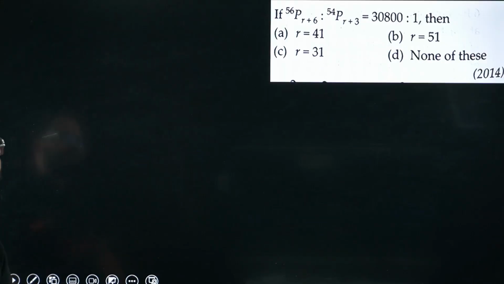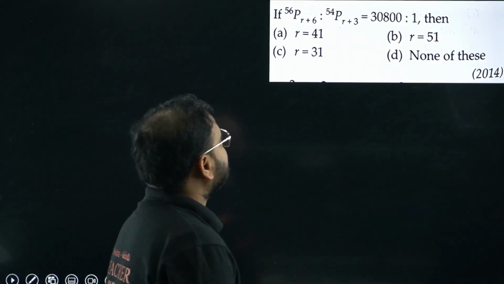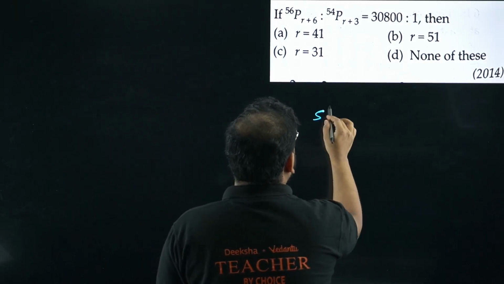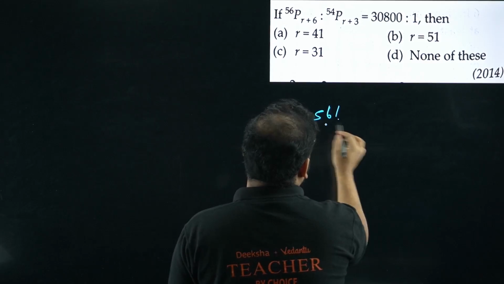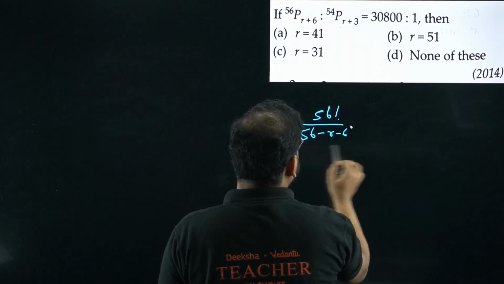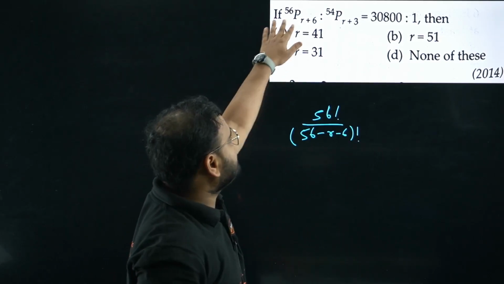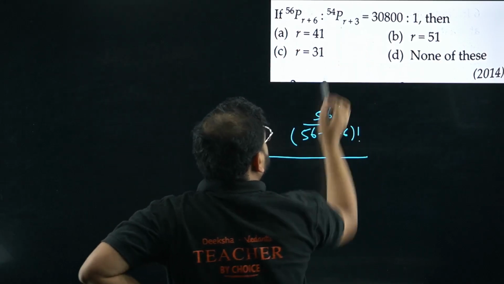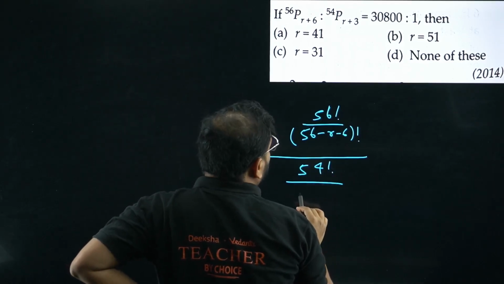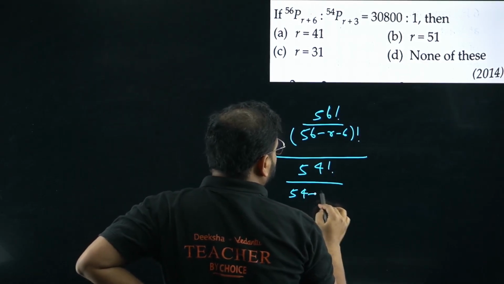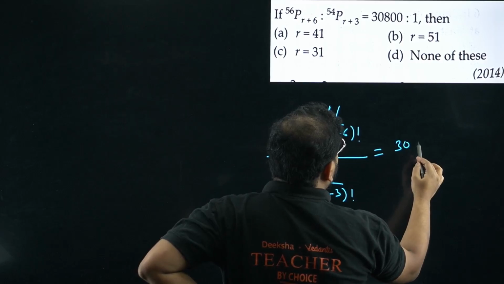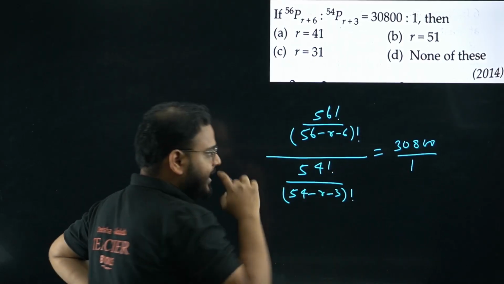Okay, moving on now. 56 P r to 54 P (r minus 3) is in the ratio 30800 to 1. It's a simple question; we just have to apply the formula. 56 factorial divided by (56 minus r) factorial is the first part, and this whole is in the ratio with 54 factorial divided by (54 minus (r minus 3)) factorial, which equals 30800 by 1.